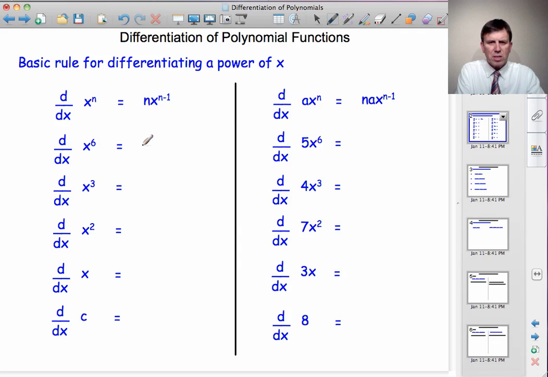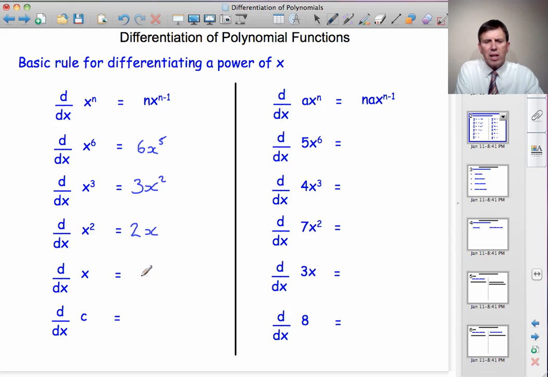Differentiate x to the power 6. And we get 6 comes to the front, 6 x to the power, lower the power by 1 and it's down to 5. So the differential of x to the 6 is 6x to the 5. Differentiate x cubed and we get 3x squared. 3 coming to the front, and the power dropping by 1. Differentiate x squared, we get 2x to the power 1. But we won't write the x to the power 1, we'll just write 2x.